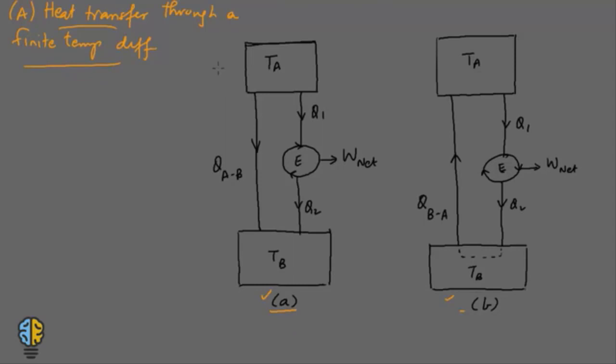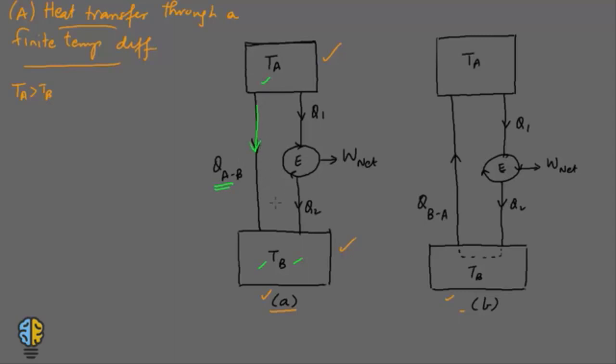To understand this, let's have a look at the two figures, figure A and figure B. Let's start with figure A first. You have two temperature reservoirs, TA and TB. We can assume that the temperature of A is higher than the temperature of B. Now you have a certain amount of heat being transferred from A to B. Let us assume that this is the source and this is the sink, and you have QAB as the amount of heat that is flowing from A to B.